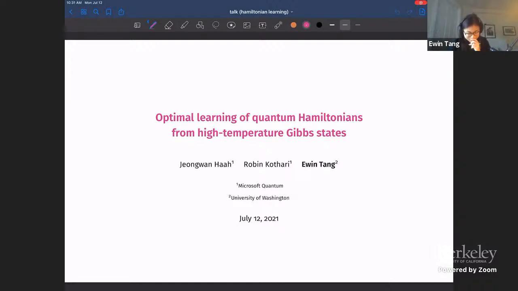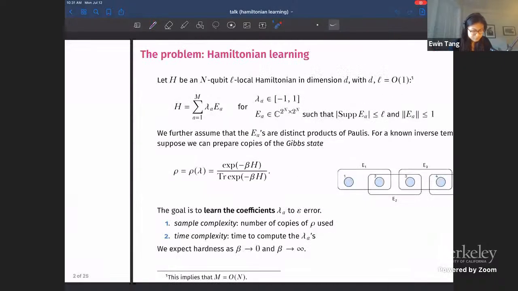I'm going to be talking about this work that I did this past summer while I was at Microsoft Quantum. It's not yet on arXiv, but if you want an exclusive pre-release copy, feel free to email me. The topic of this talk is the problem of Hamiltonian learning.